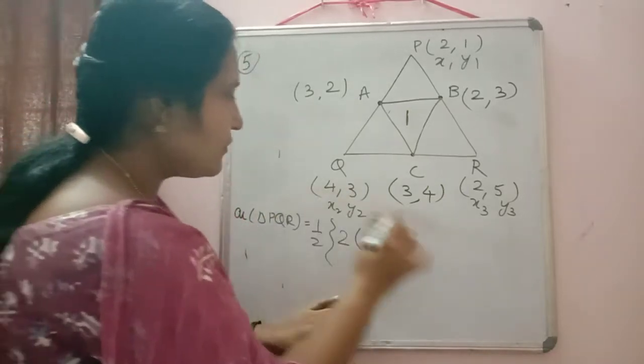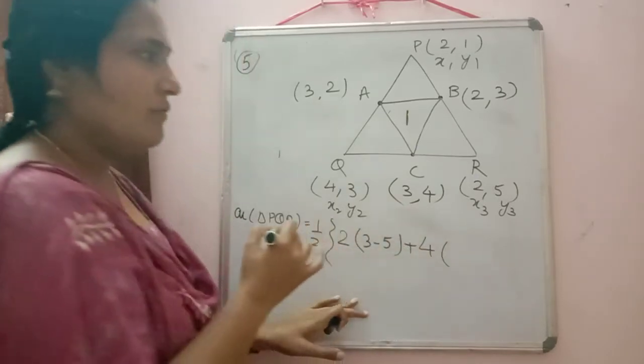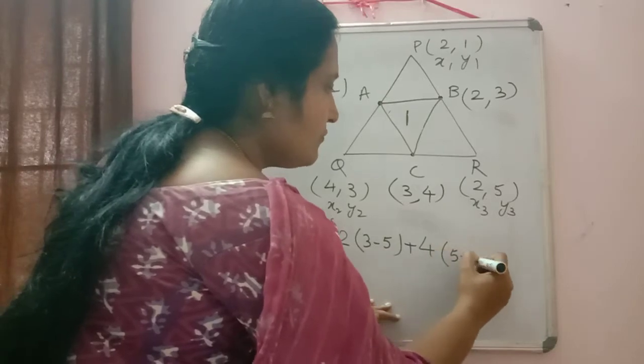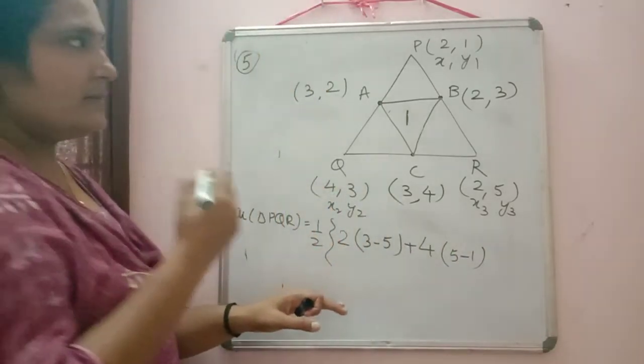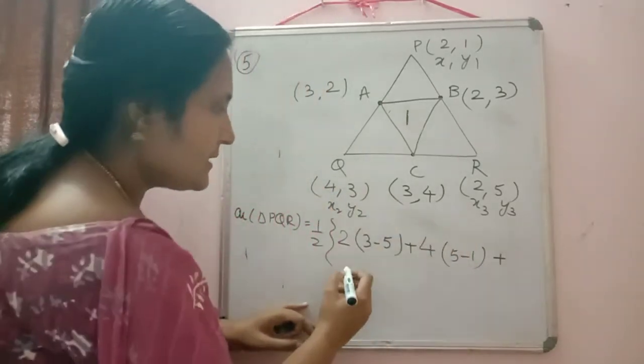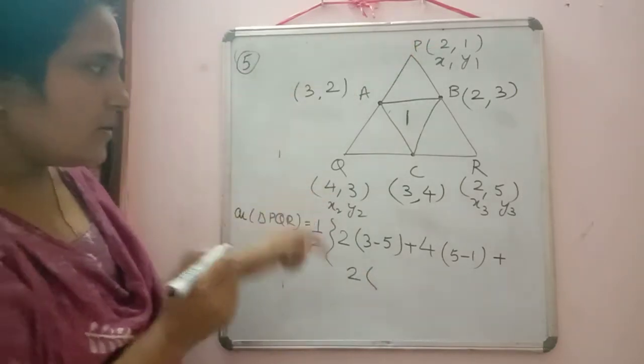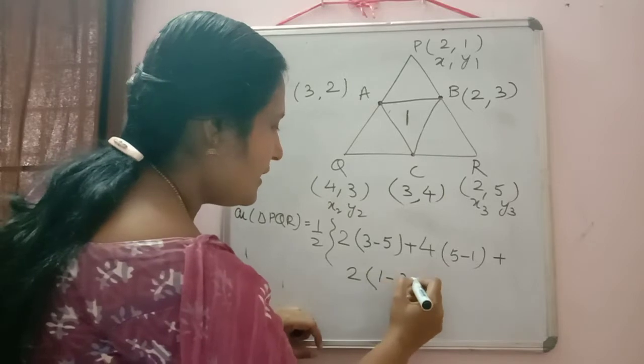In place of x2 what we have? 4 into, formula is y3 minus y1. So it will be equal to 5 minus 1. Then plus x3. x3 is 2 into y1 minus y2. So 1 minus 3.